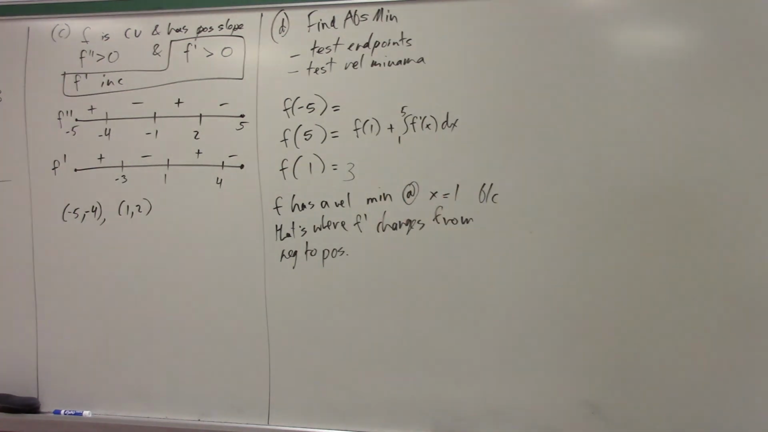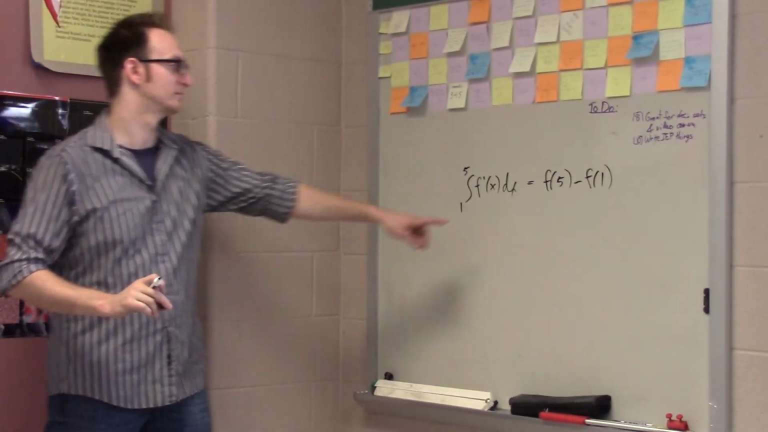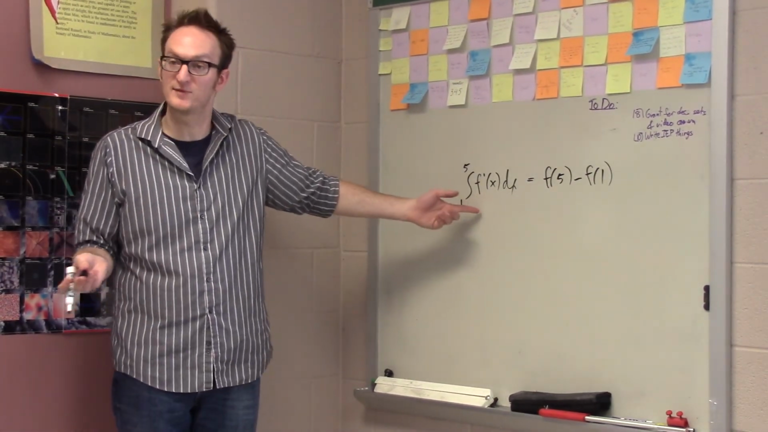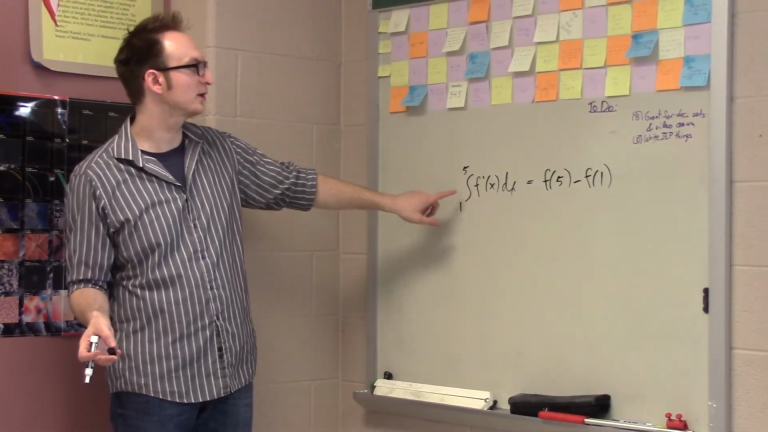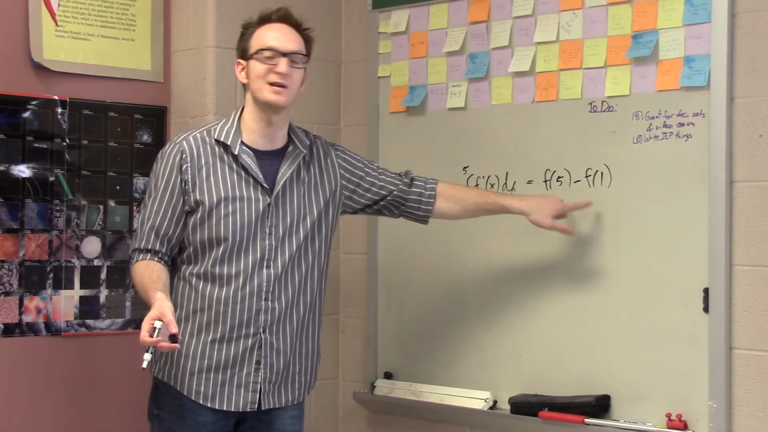And we know that one way of writing the fundamental theorem of calculus is if you take the integral from 1 to 5 of f prime of x dx, that's f of 5 minus f of 1, right? Like that is the FTC. If you take the integral of the rate of change of something, then the answer is the net change.